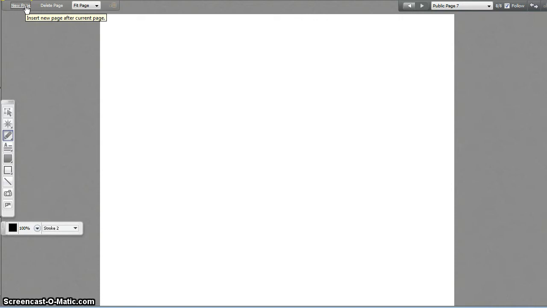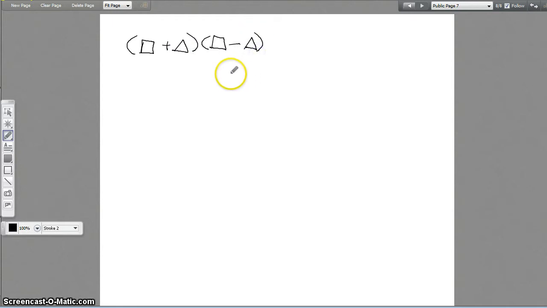Okay, so the next one to look at is number 6, which is sort of like number 13, but number 13 that I assigned for homework is different enough that I want to do an example that is more like the one that's assigned for homework. So what I'm going to do is just an example I've made up that looks more like it. What if you have square plus triangle times square minus triangle? And I know my squares and triangles are pretty sad. Show what this would look like if we multiplied it out.